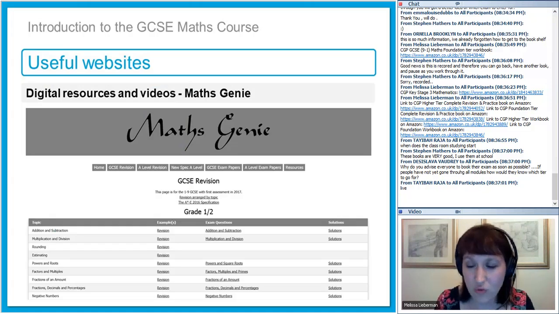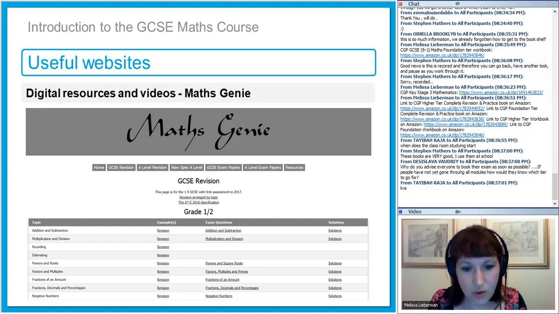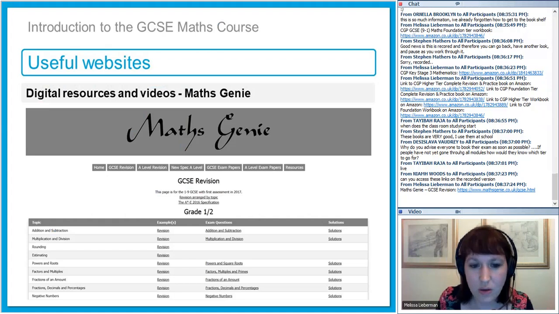One of the resources that I think is really, really good is Maths Genie. So use this as you're working through the course materials. It also goes through in grade order. So, for example, if you're working on grades 1 to 2, the basics of the course, we've got things like addition and subtraction, multiplication and division, and so on. And where you see this link revision, that's a link to a video tutorial.